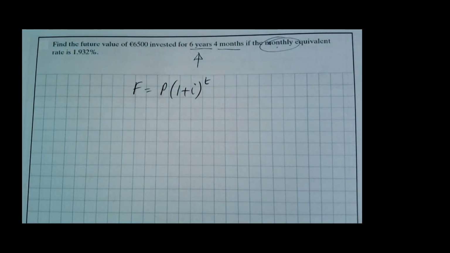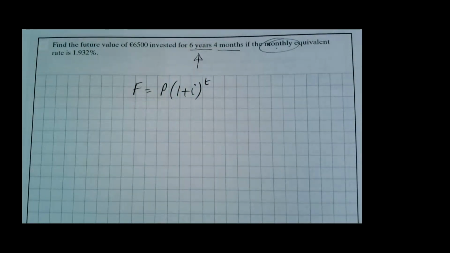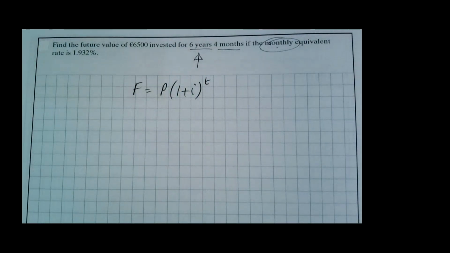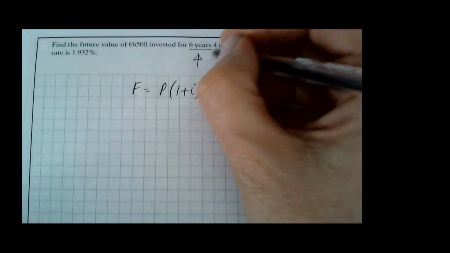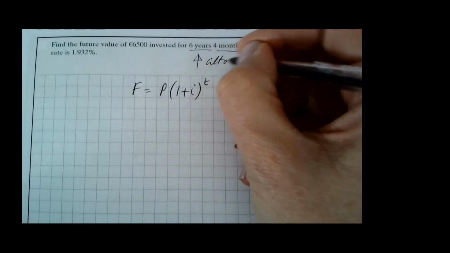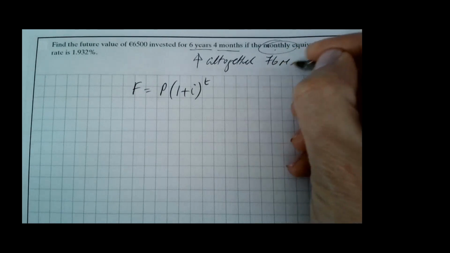Okay, so everything has to kind of match up. We're okay with the monthly rate. I don't need to do an extra calculation on that, as long as then I'm considering the investment in a monthly way. Okay, so 6 years and 4 months. Well, 6 years is going to be 6 times 12, 72 months, and another 4 months. That's going to be altogether 76 months.